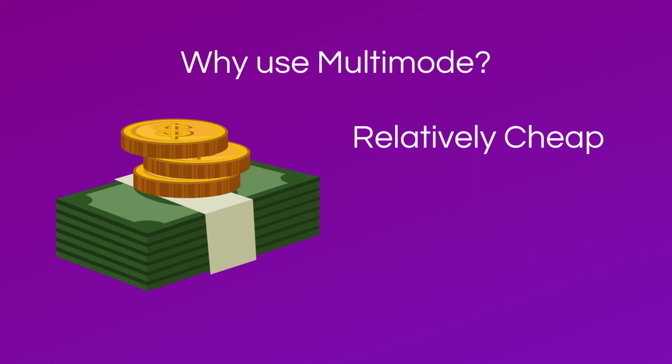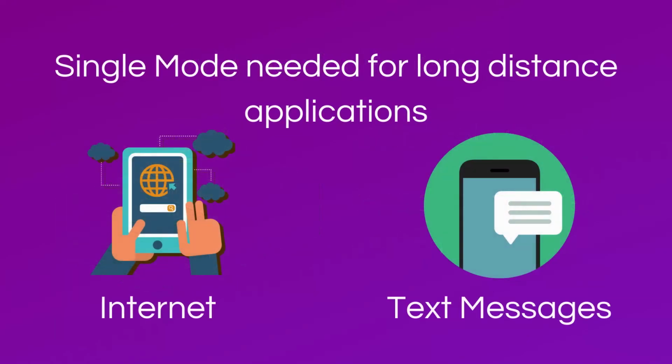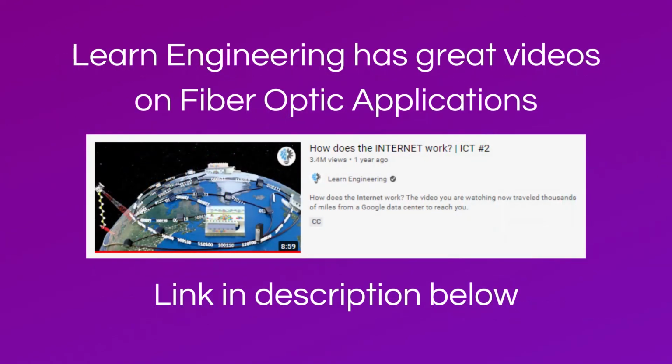Therefore, multimode fiber is good for applications that don't require light to travel great distances, such as in data centers or local area networks, also known as LAN. However, for long-distance applications, such as transmitting internet data or text messages, single-mode fiber is needed. How fiber optics are used in these applications are beyond the scope of this video, but Learn Engineering, a YouTube channel, has a couple great videos on this subject.